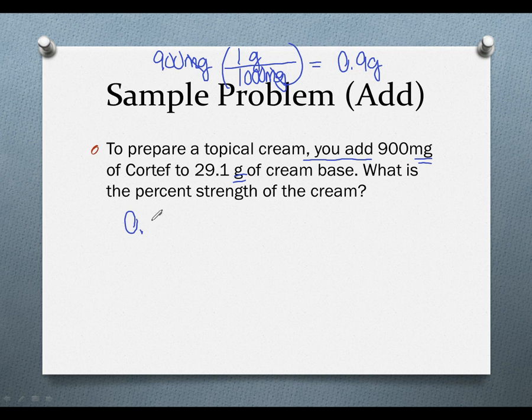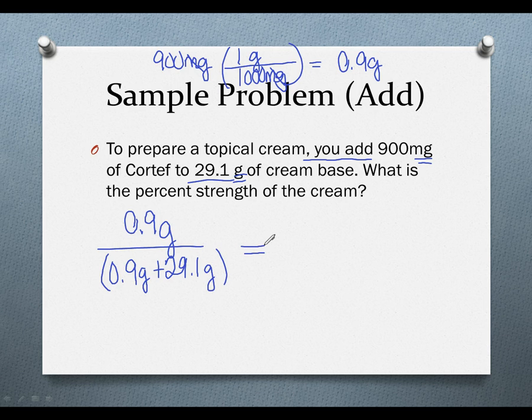The 0.9 grams is my active because this other quantity goes with cream base. That's not an active ingredient. So we have 0.9 grams. However, the question states that we're adding the 0.9 grams to the 29.1 grams. This essentially is 0.9 grams over 30 grams. Now we're going to multiply it by 100 and we get our percentage. So 0.9 divided by 30 times 100 gives me a 3% cream.